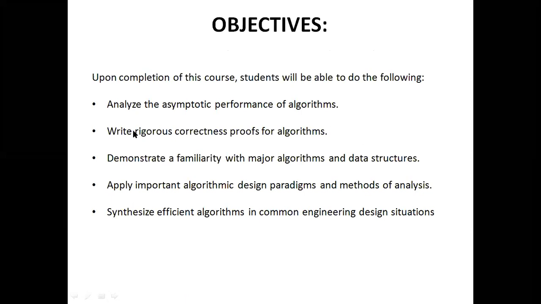The objective of this subject is that we have to analyze the asymptotic performance of algorithms. Here we have three types of asymptotic notations: big O notation, theta notation, and omega notation. We discussed all these things about the time complexity of an algorithm. We will discuss this in the next classes.